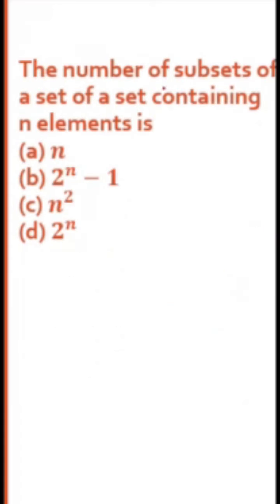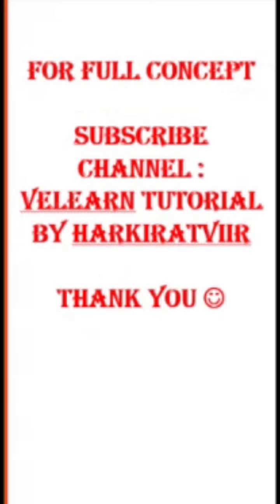Let's do the next one. The number of subsets of a set containing n elements is: n, 2 raised to the power n minus 1, n square, or 2 to the power n. So this also you have to remember: the number of subsets is always equal to 2 to the power n. So option D is the correct answer.